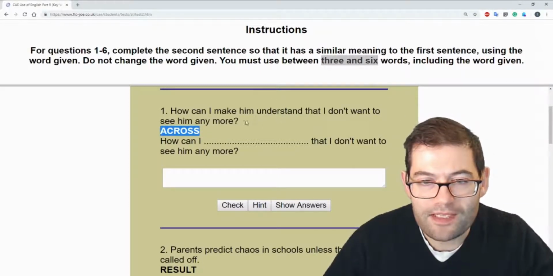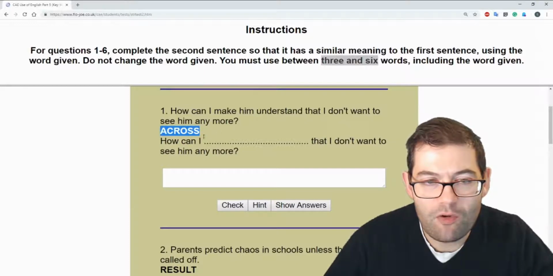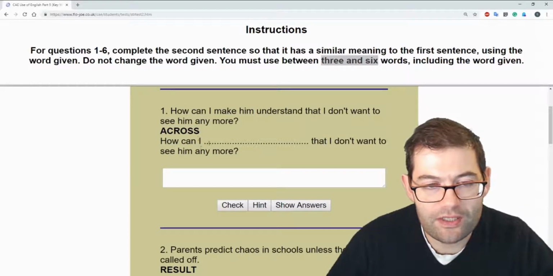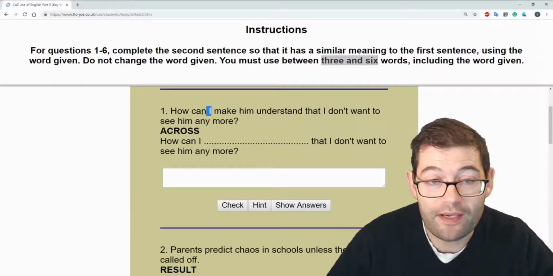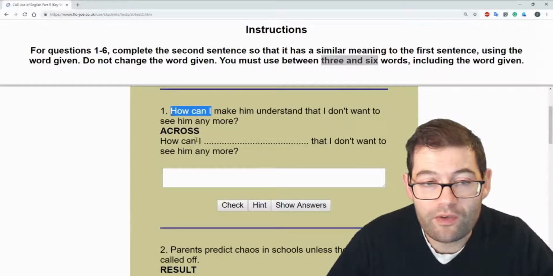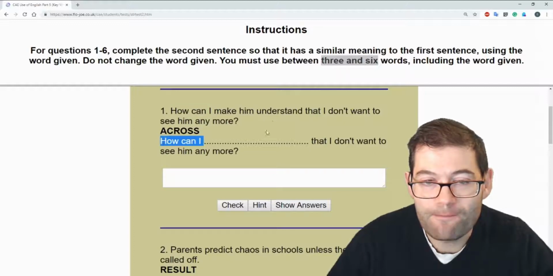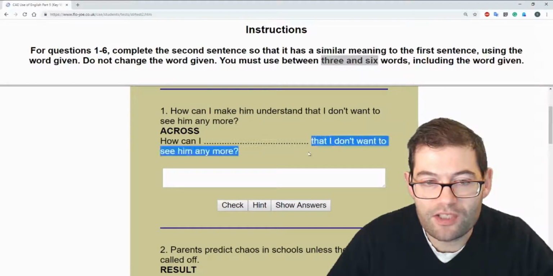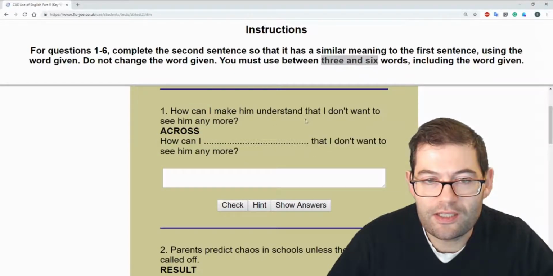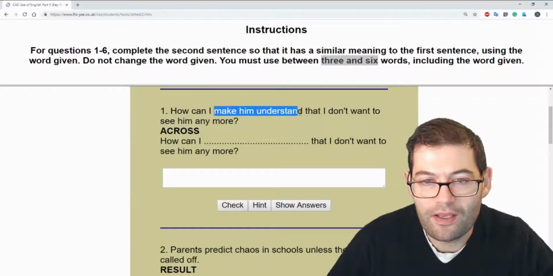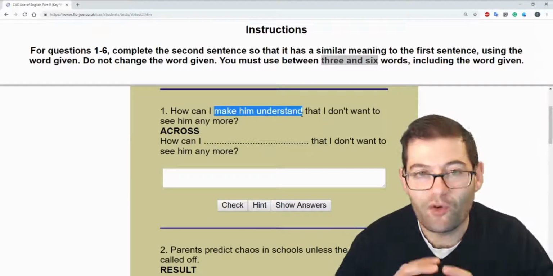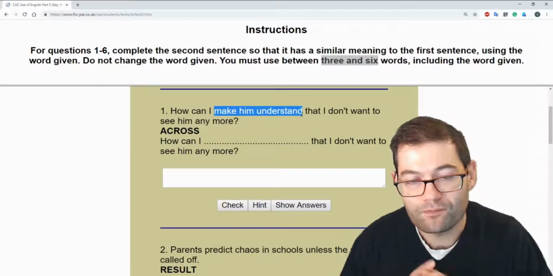How can I make him understand that I don't want to see him anymore? First of all, our keyword is across. First of all, let's have a look at the language we don't need to worry about. How can I? We don't have to worry about that because it's written here. And then we've got that I don't want to see him anymore, which looks at this bit here. So we don't have to worry about that bit of language. So we just have to think about how we can transform this.